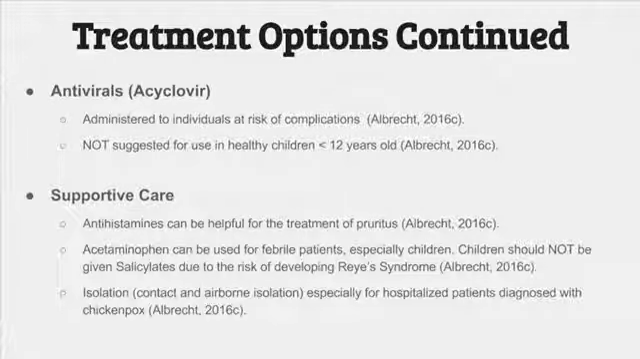Slide 21, Treatment Options Continued. In 2016, the CDC recommended the use of varicella vaccine post-exposure prophylaxis for unvaccinated individuals older than 12 months of age and without any prior evidence of immunity. The vaccine should be given as soon as possible after post-exposure and within 5 days after initial exposure to the rash, according to the CDC.